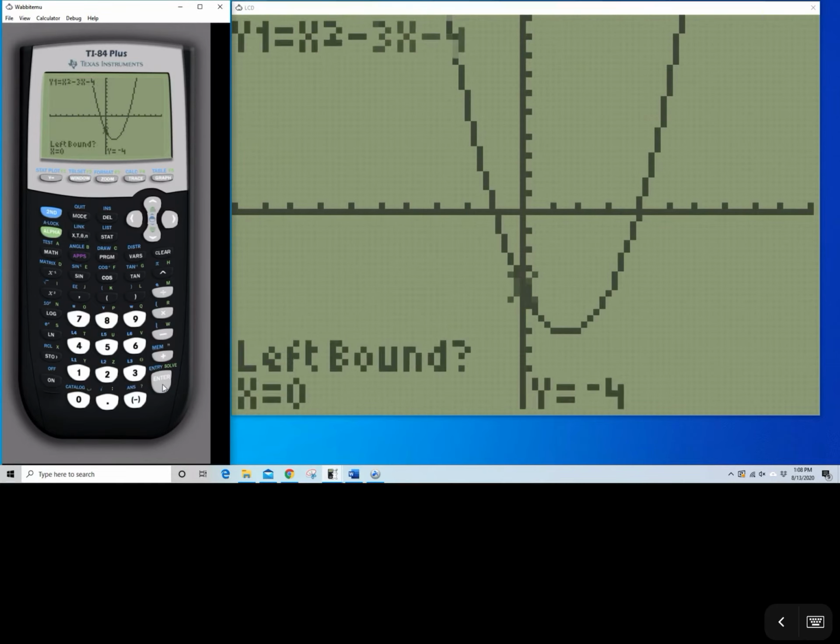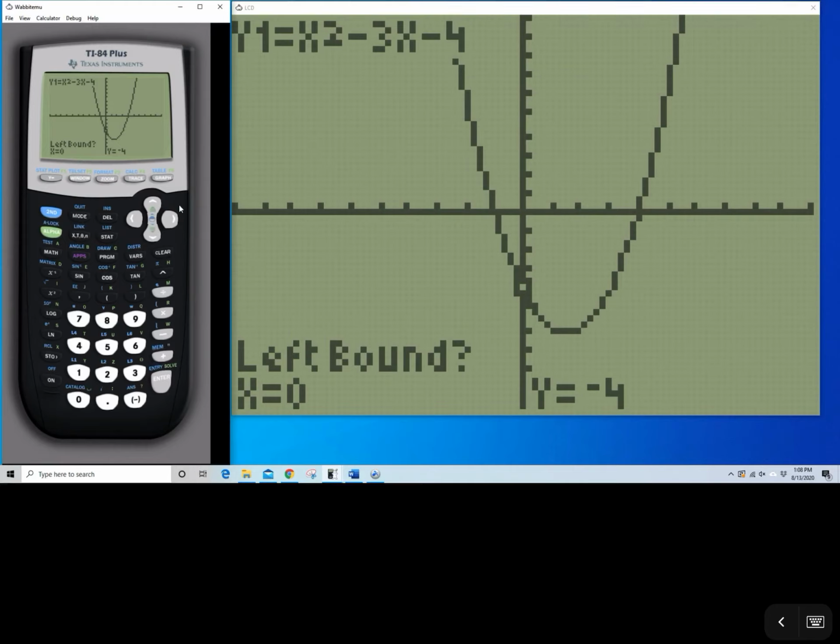Remember up above on the notes, we have different synonyms. One of those synonyms is zeros. So you want to come down to option number 2 and you want to pick zeros here.